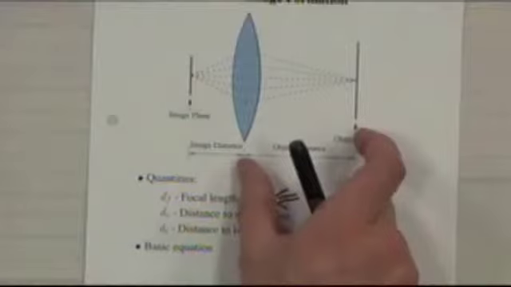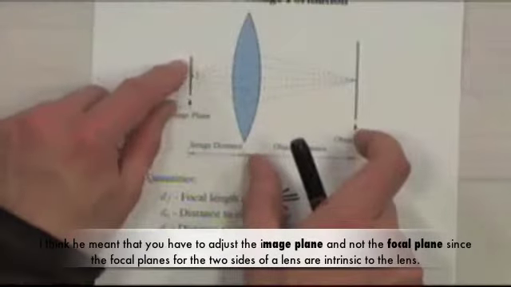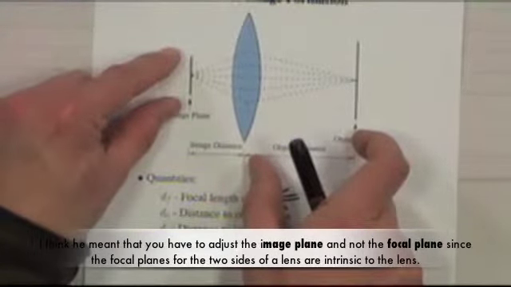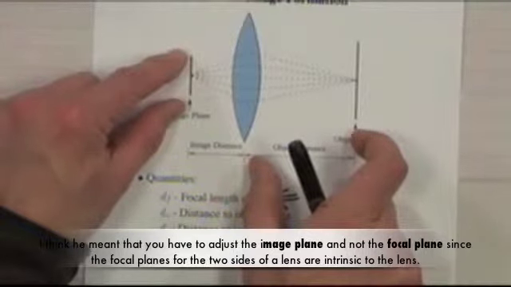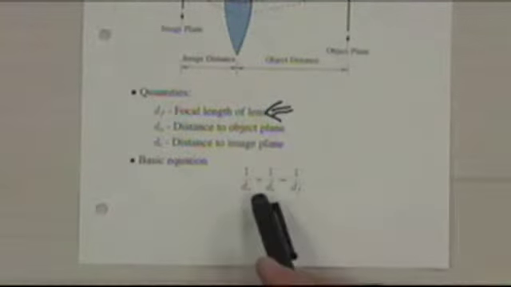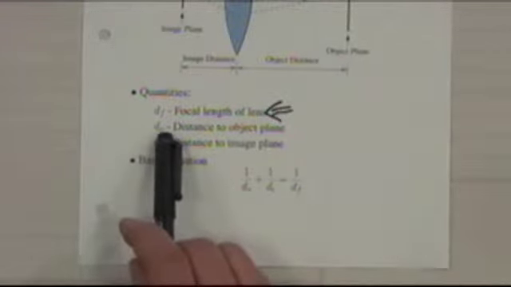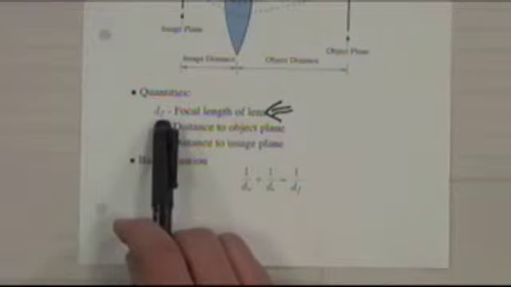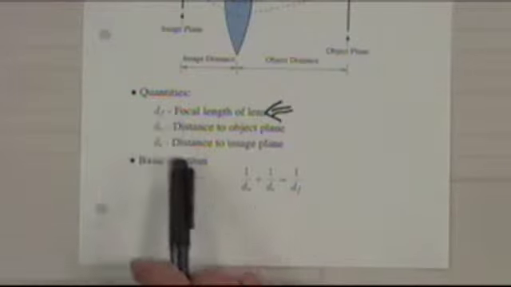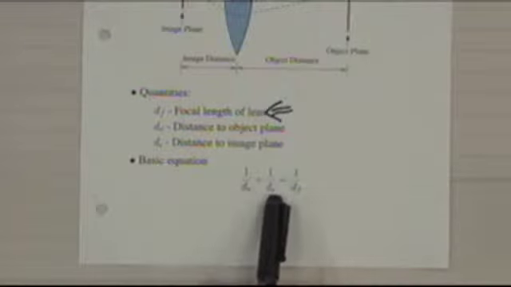Now, in practice, the object distance may be less than infinity away, in which case you have to adjust the focal plane in order to get that object into focus. And the equation that describes that is right here. If d sub i is the distance to the image plane, and d sub o is the distance to the object, and d sub f is the property of the lens, the focal distance, then 1 over d sub o plus 1 over d sub i needs to be equal to 1 over d sub f.